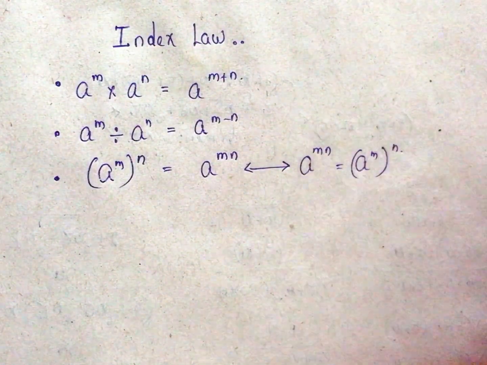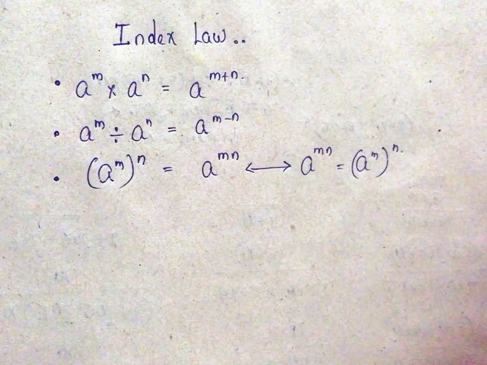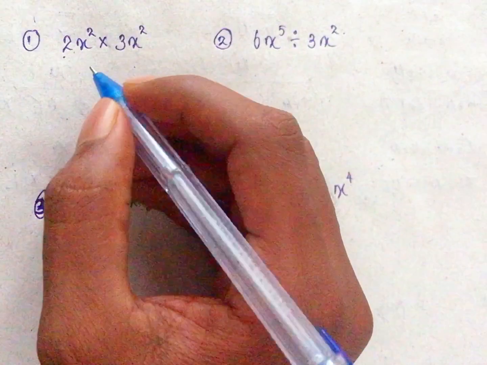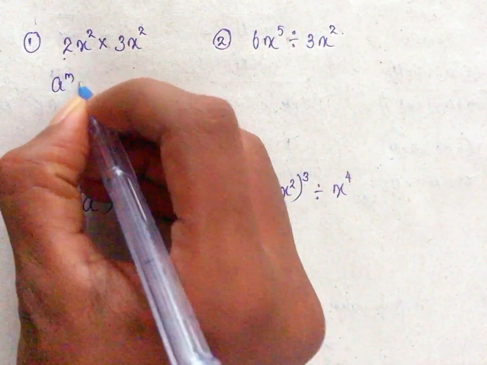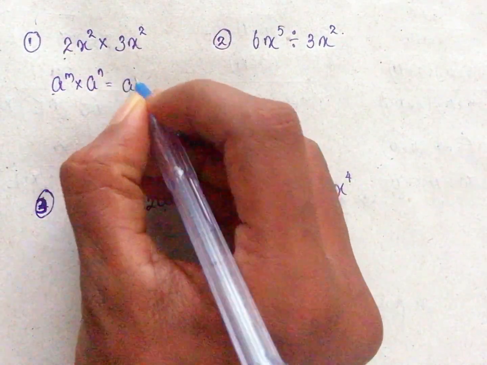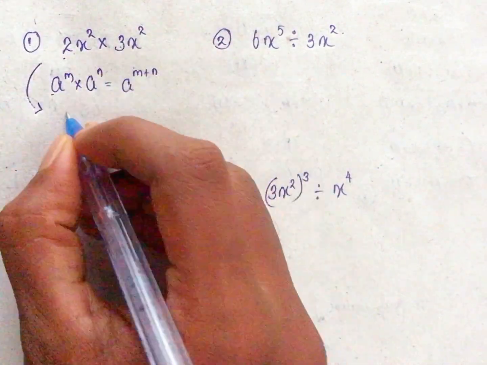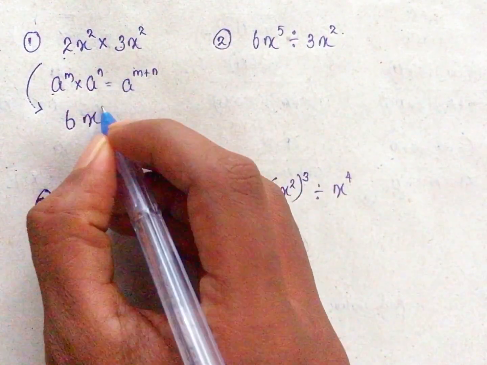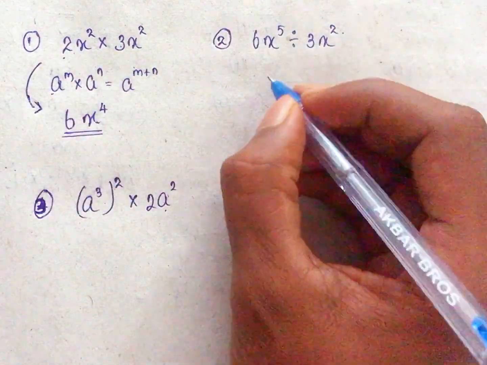Third case is removing brackets. You can multiply all the powers, and in reverse you can split the powers. Here are some examples for the application of index law. First case is 2x squared into 3x squared. This is of the type a to the power m into a to the power n. Then you need to add the two powers. 2 into 3 is 6 and x to the power 4 comes from 2 plus 2.